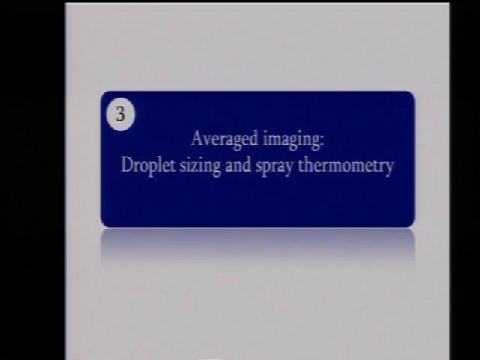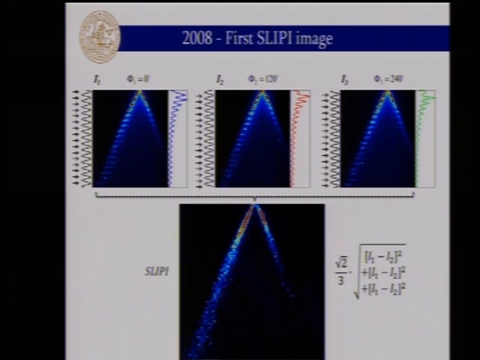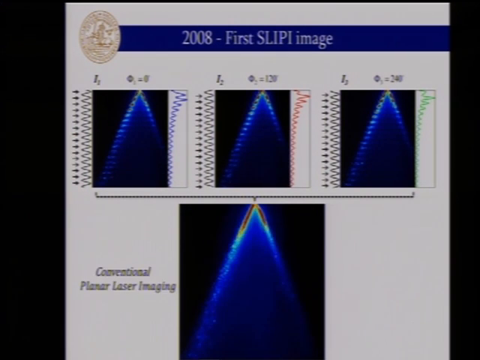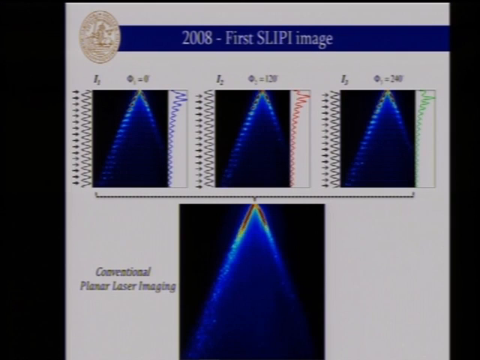So let's use the technique for droplet sizing and spray thermometry. We have applied the technique in hollow-cone sprays. This was the first ever SLIPI image recorded. And we can see the difference between the conventional, with most of the light in the central part, which should be hollow because it's a hollow-cone spray. Of course, you have tiny droplets still coming back inside, but the signal should be much lower. And we can see how much we clean up the images.